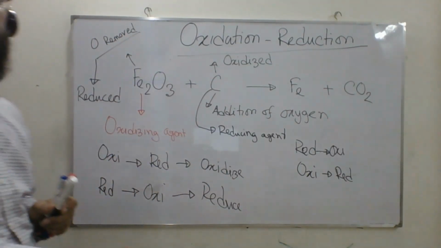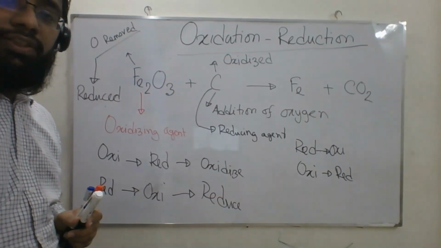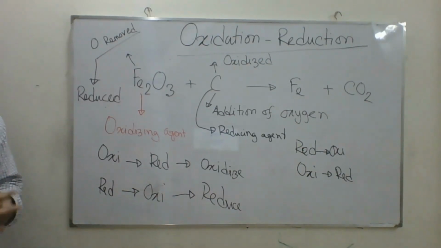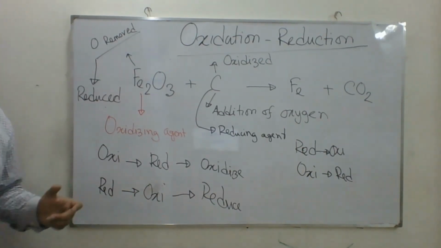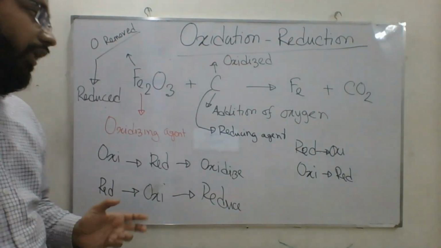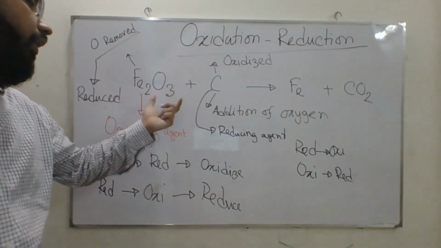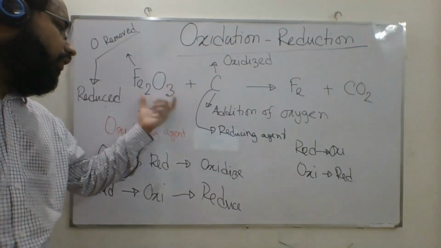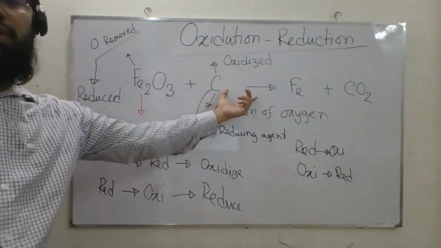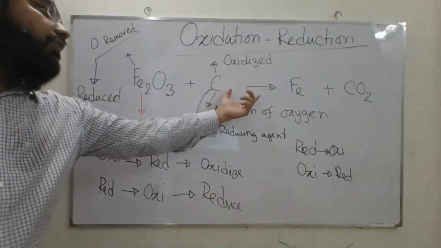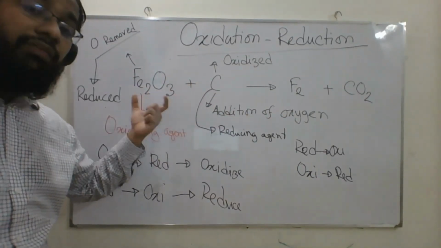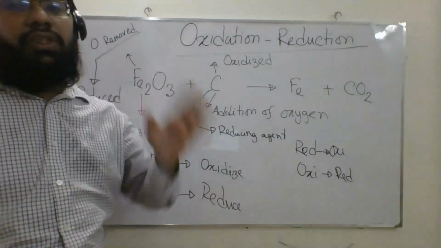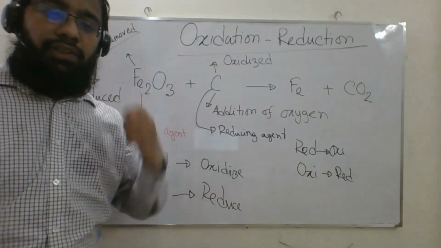So it is common that the oxidizing agent will get reduced and the reducing agent will get oxidized in any chemical reaction. And most of the time, if there is a reduction reaction, then there should be an oxidation reaction, and if there is an oxidation reaction, then there should be a reduction reaction. As a result, we say that oxidation reduction reactions take place simultaneously.